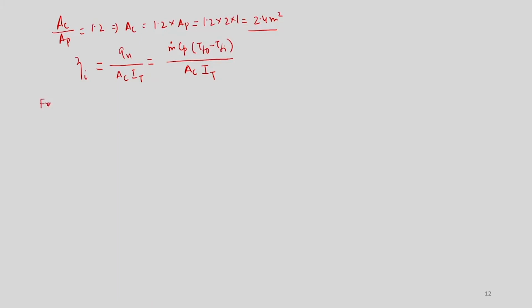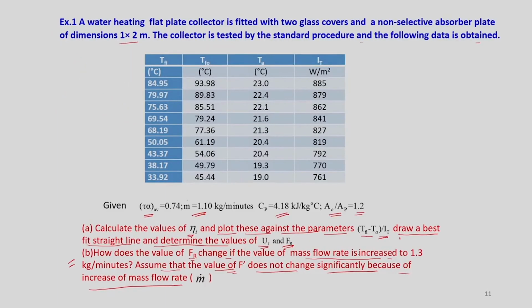So, for the first set, what is given in the problem: Tfo is given as 93.98 degree, then you have Tfi as 84.95 degree, okay, and Ta is given as 23 degree. This can be seen here. This is the data I am talking about. So, Tfo is 93, then Tfi is 84, then Ta is 23 and I is 885.